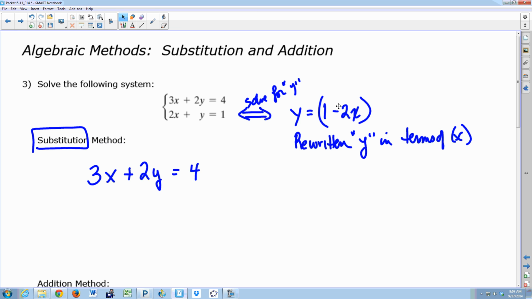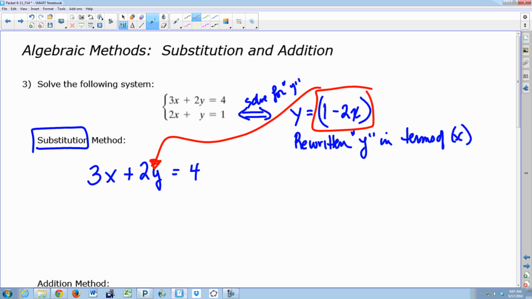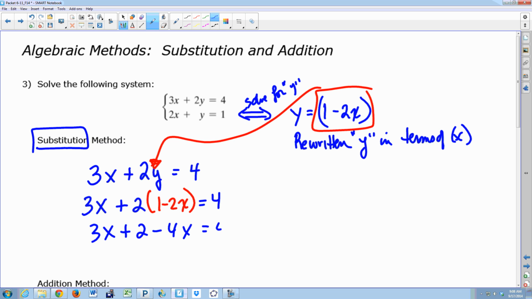And now we're going to take this and replace the y we see right here with what it's equivalent to. So this becomes 3x plus 2 times, and now I throw in what y is equal to, its alter ego here, 1 minus 2x. And now I have an equation with one variable. I can solve this no problem. Okay, so let's go ahead and do it. 3x plus 2 minus 4x equals 4, minus 1x equals 2, x equals -2.